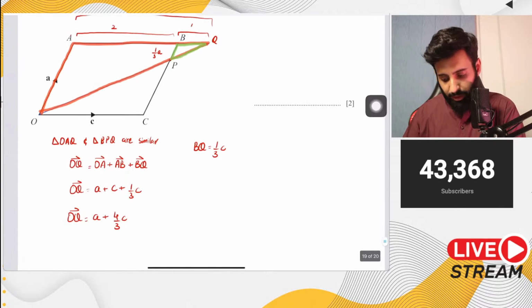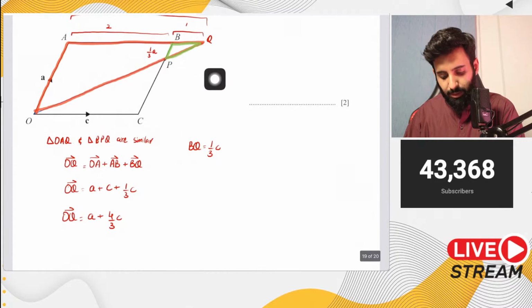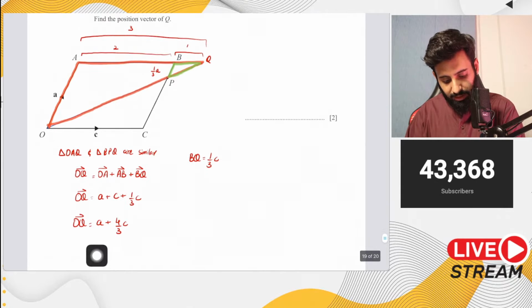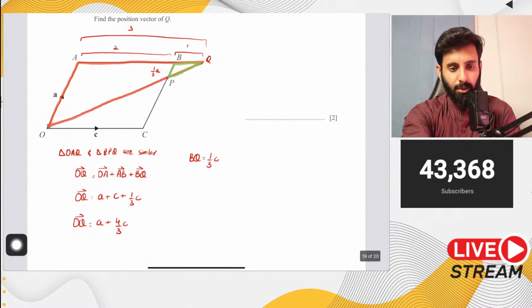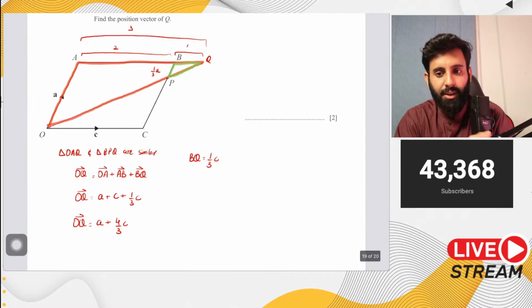Now if you want to find out the position vector of Q, here's what you're going to do. You're going to do OA plus AB plus BQ. OA is A, AB is C, and BQ is equal to 1/3 of C. Now you add this: C plus 1/3 of C is equal to 4/3 of C. So now you have OQ, which is equal to A plus 4 upon 3C. Yes, this was a bit technical, but this is the final answer.